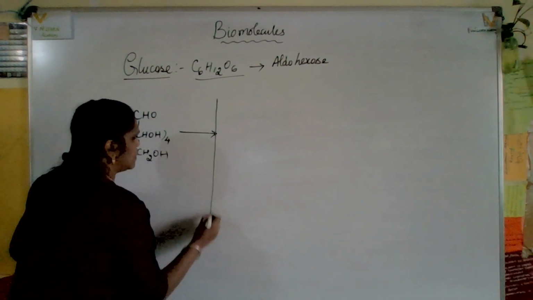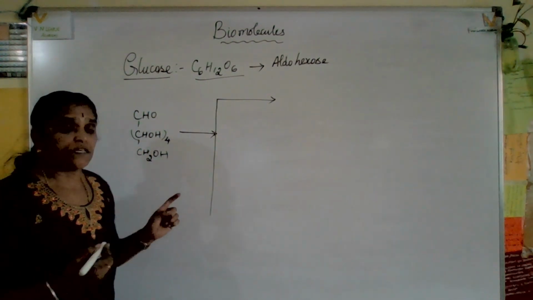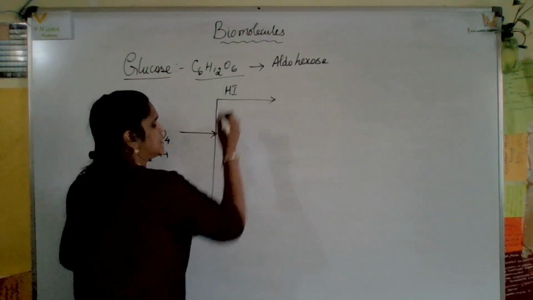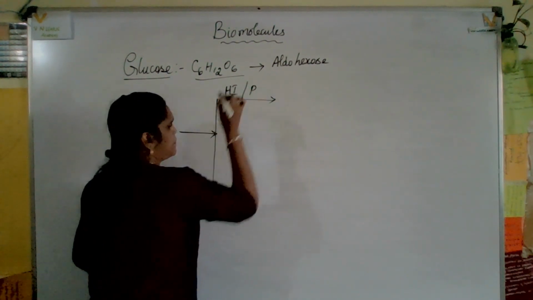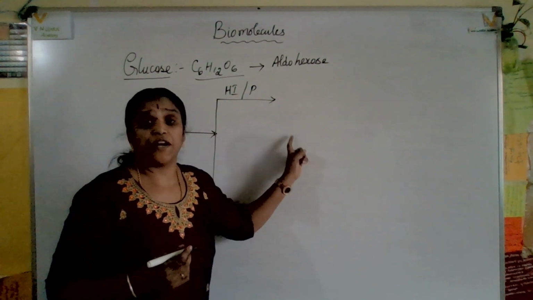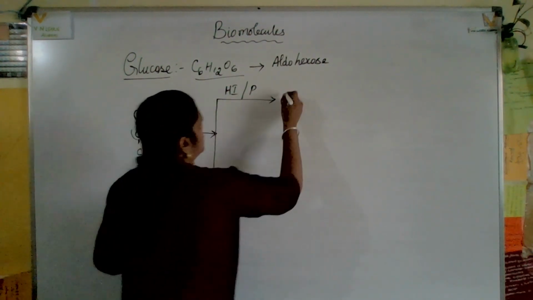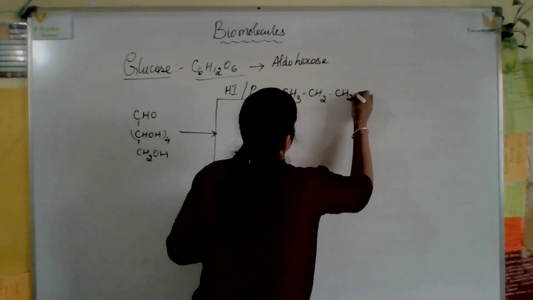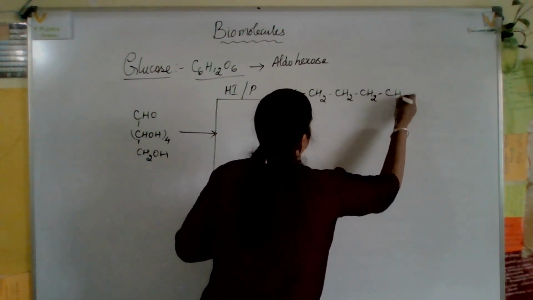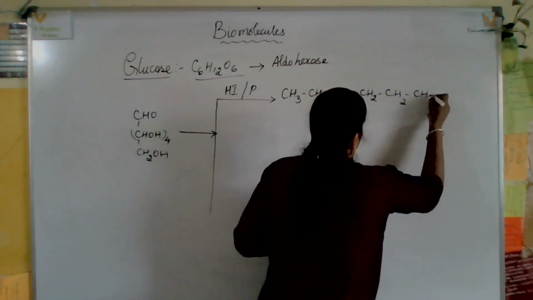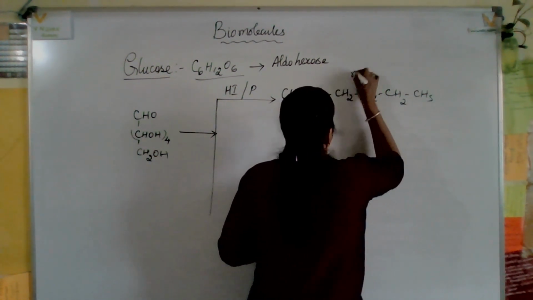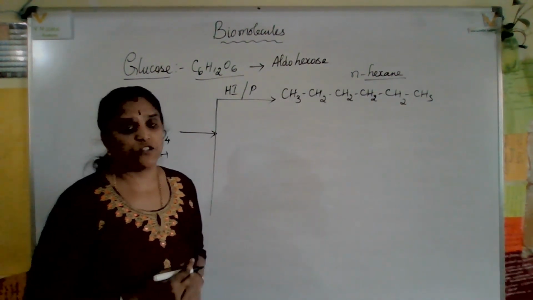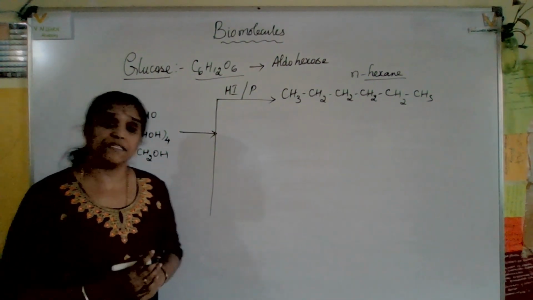Now here, glucose reacts with a reducing agent such as hydrogen iodide, that is hydroiodic acid, in the presence of red phosphorus. The glucose is reduced to n-hexane. What do we call it? n-hexane: CH3, CH2, CH2, CH2, CH2, CH3, 1, 2, 3, 4, 5, 6. n-hexane is a straight chain with 6 carbons. So we can make out that glucose has 6 carbons.